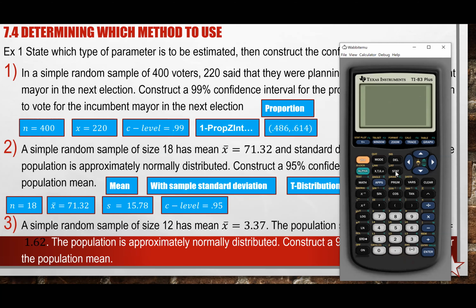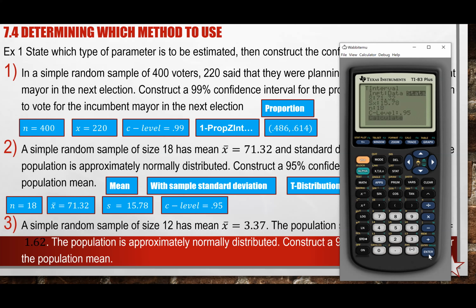To find number two, we hit stat, we scroll over to test, and then we scroll down to the T interval. Because it's a T distribution, we use the T interval, which is your option number 8. And again, make sure that you're using your stat, and your stat item is up here or blinking. And we type in our X bar for this problem, 71.32, we type in our S in this item, 15.78. We type in our N, 18 of them. We type in our interval level, which is 95%, and then we calculate.